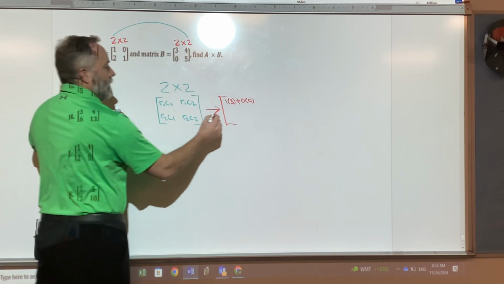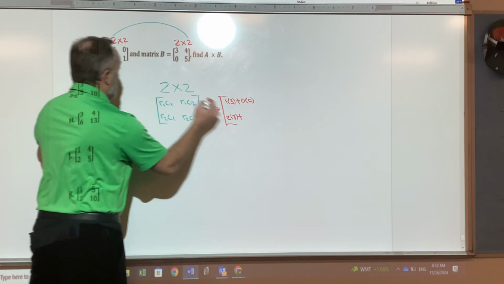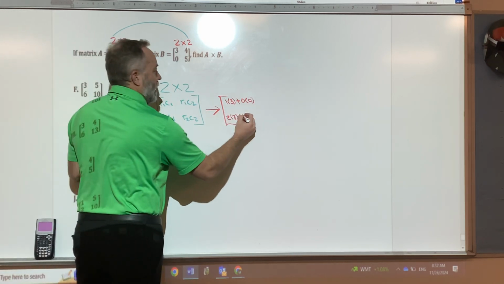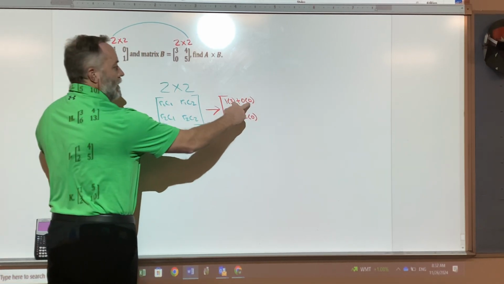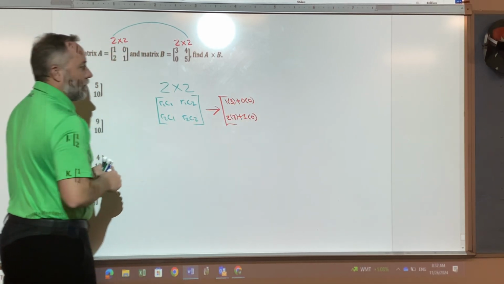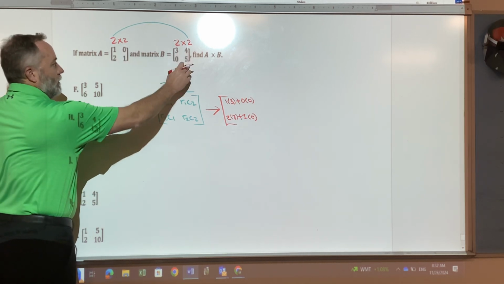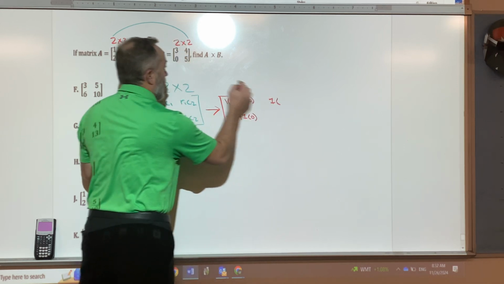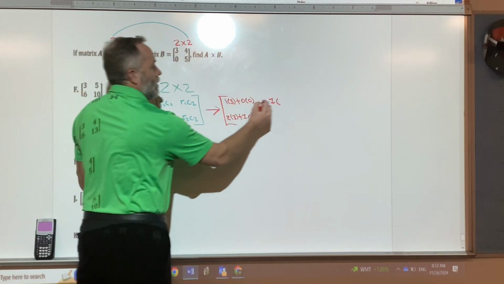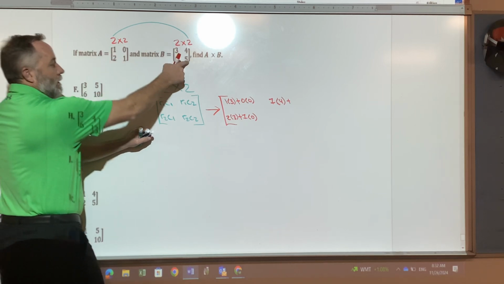So row 2 would be 2 times the 3 plus 1 times 0. Okay, notice the column values are lining up right there. Now let's move over. Row 1, column 2. So row 1 is the 1, 0, so I take 1 times 4 plus 0 times 5.